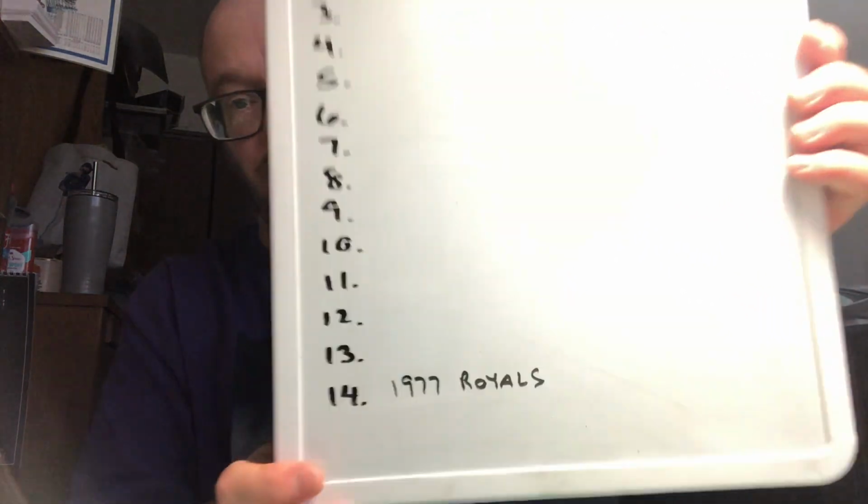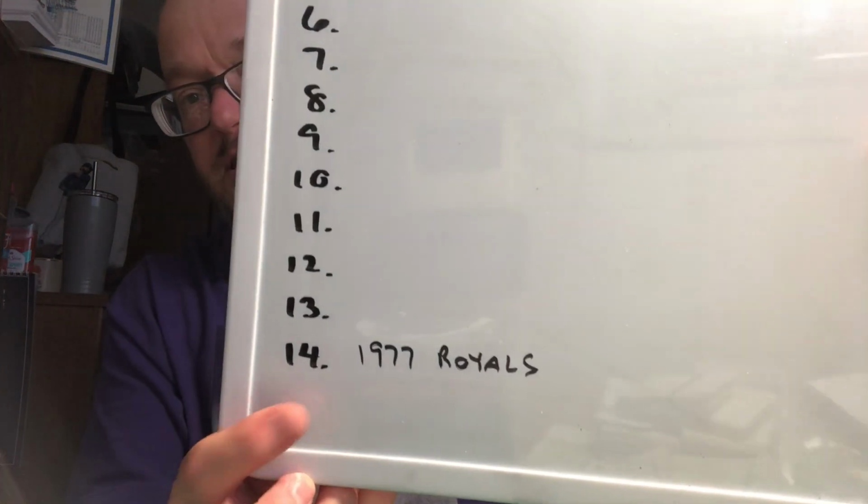Manager is Whitey Herzog. They lost in the American League Championship Series to the New York Yankees, who went on to beat the Dodgers in the World Series. So the Royals are at the bottom of the list. They are Team 14. They will get their turn.